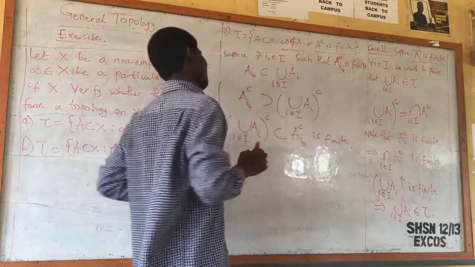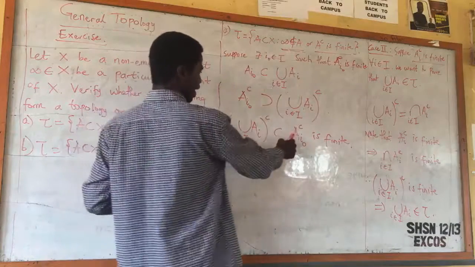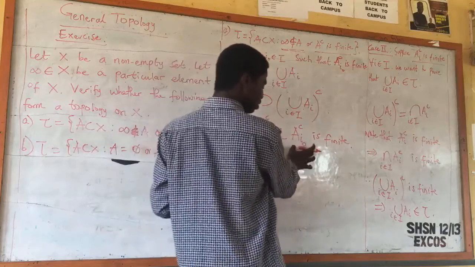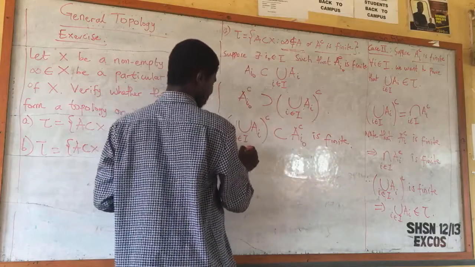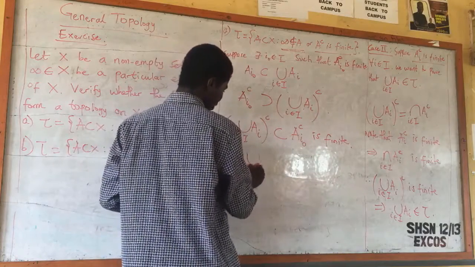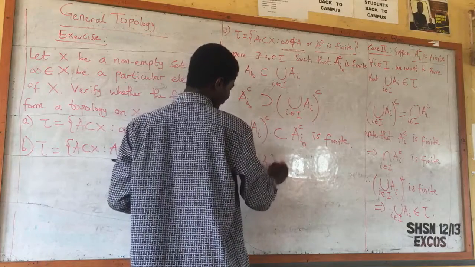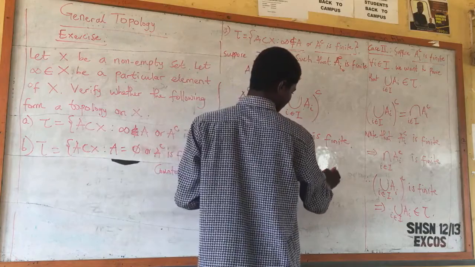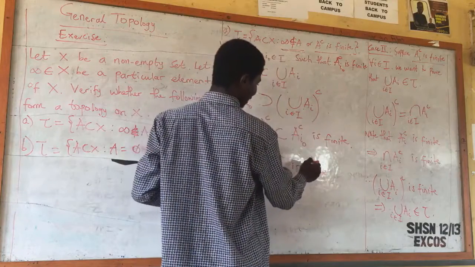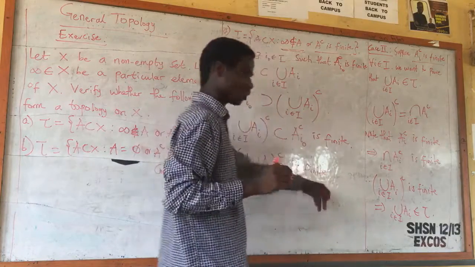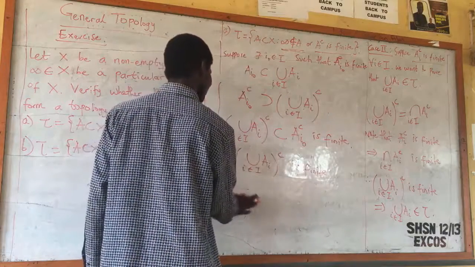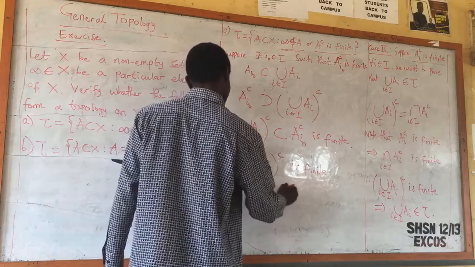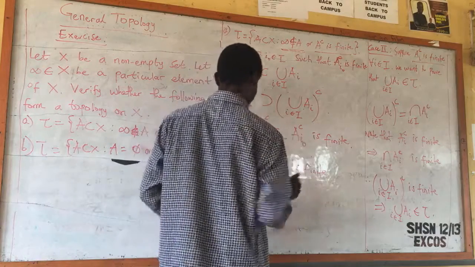So what does that mean? It means that if A_{i_0} complement is finite and all of this is a subset of it, then this one too is finite. It means that the complement of the union of A_i for i in I is finite. It's finite as well. And since it's finite, it means that the arbitrary union of these belongs to the topology.